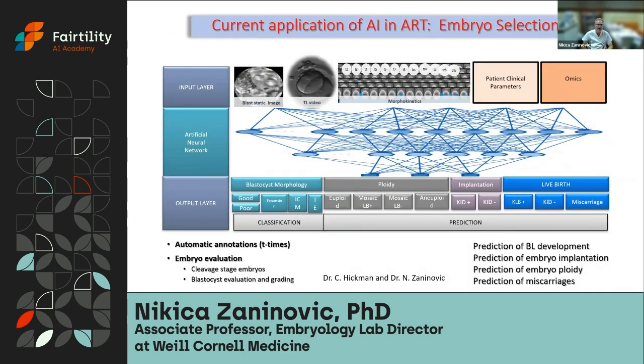So how can AI help us in selecting embryos? We can use static images. That's the input layer. We can use time-lapse videos. We can add morphokinetics. We can add other things like omics, proteomics, metabolomics, or we can use other clinical parameters of the patients. We're going to create pretty complex neural networks, and then it depends what we want to answer. Do we want to know the blastocyst morphology, or ploidy, or implantation based on fetal hearts, or even implantation based on live birth? All these things are possible. But of course, we have to be careful how we do this.